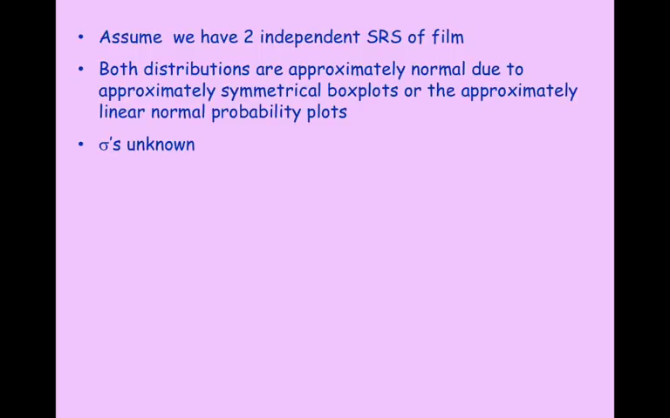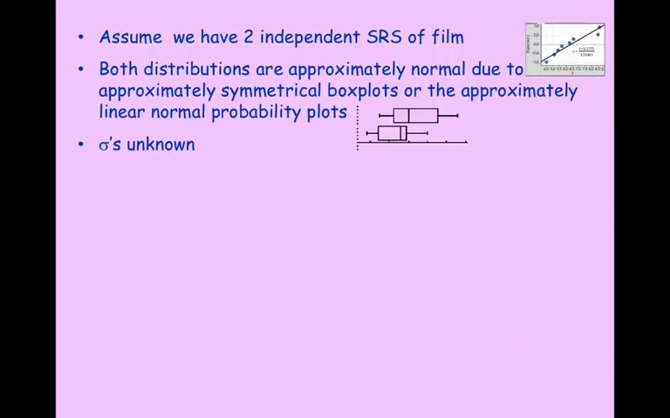All right, step 1 in a hypothesis test is our assumptions. We are going to assume that we have 2 independent simple random samples of film. Both distributions are approximately normal due to approximately symmetric box plots or the approximately linear normal probability plots. And so we can take a look at all of those. Those would be our approximately symmetric box plots for our original and our modified film. We could also look at our approximately linear normal probability plots.